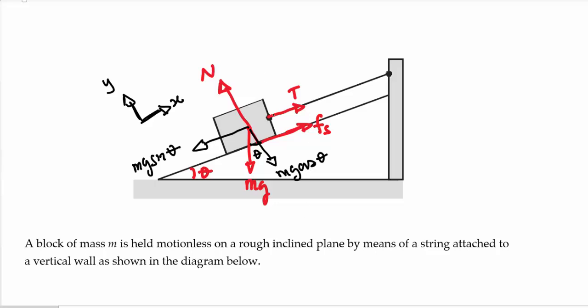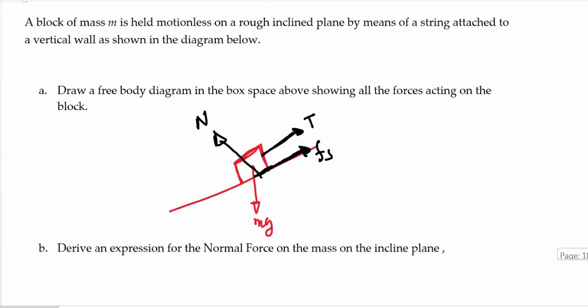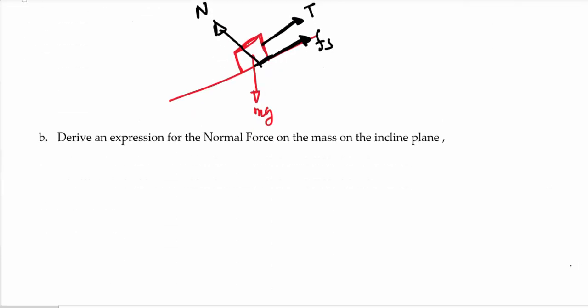But if you maintain your axis, for example, like that, you will realize that your coordinate axis itself makes an angle with the plane, and that complicates the problem. It actually becomes beyond the scope of AP Physics 1. So I will recommend you follow my recommendation. So the next question is, derive an expression for the normal force on the mass on the inclined plane.